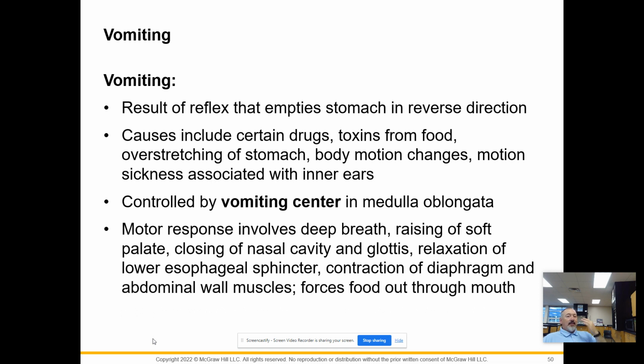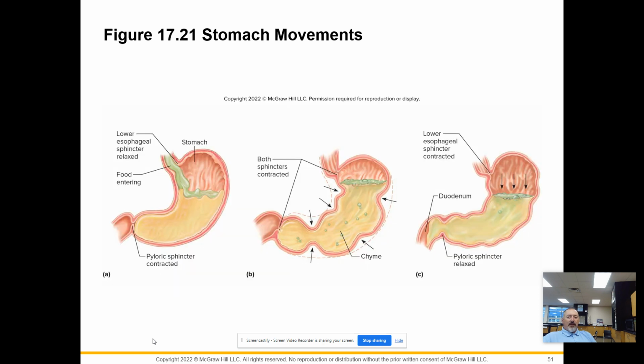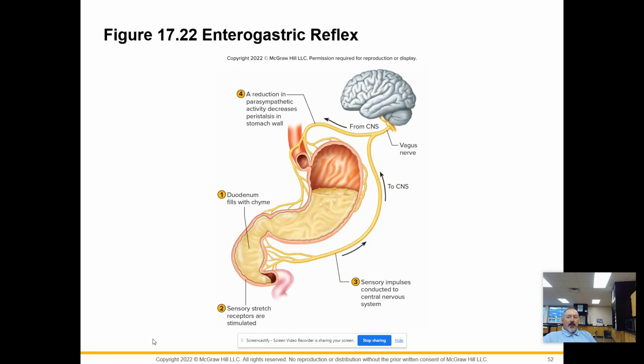Your glottis is going to protect your nasal cavity. You're going to have the relaxation of your esophageal sphincter. You're going to have contraction of the diaphragm. This is that sheet of muscle that's underneath each rib, that diaphragm innervated by the phrenic nerve. And this is going to cause contraction of the abdominal walls and force food out the mouth. Really unpleasant. I don't recommend it.